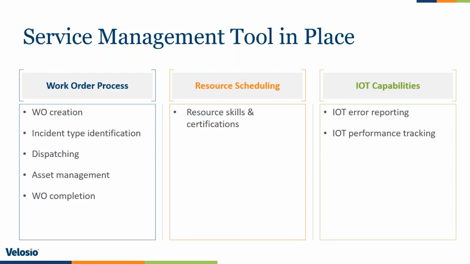IoT capabilities. IoT error reporting. Does your tool have the capability to track error logging from remote assets? IoT performance tracking. Does your tool have the capability to report on assets health and failure trends? Having this will allow you to not only see when an error occurred on an asset, but also give you a way to perform root cause analysis if you start to see a trend on failures with like assets.